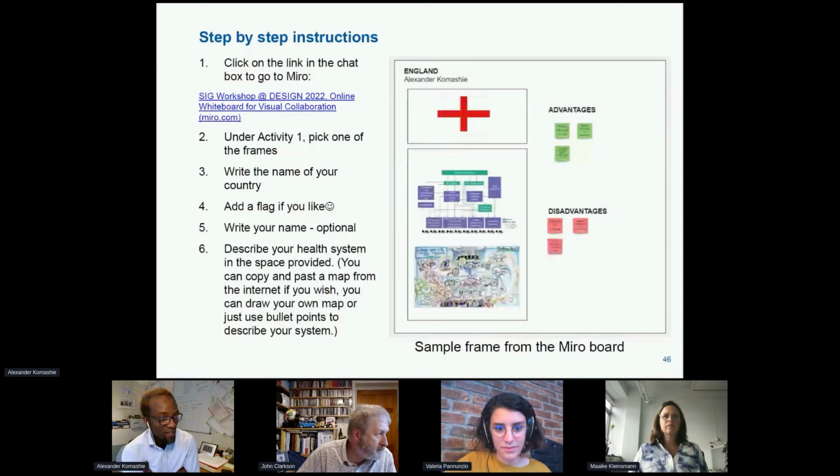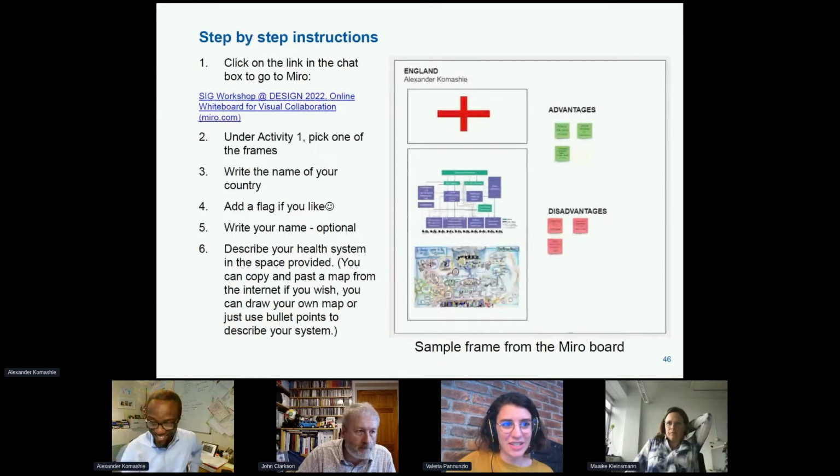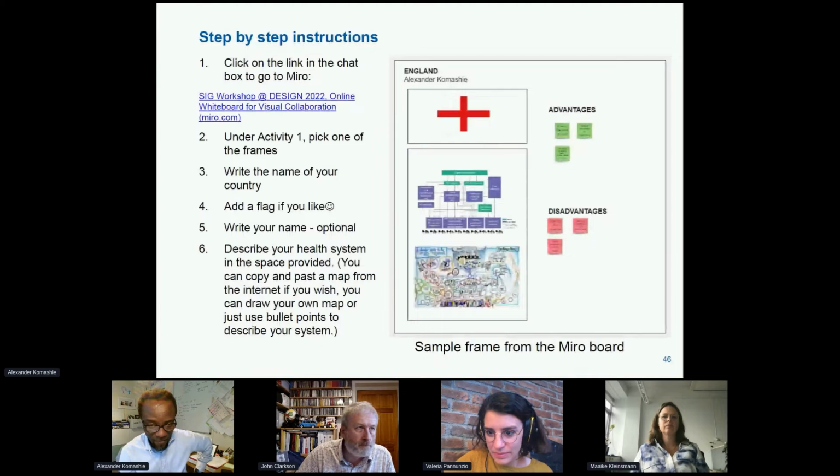I can see Sweden's Frederick started already with a flag in the frame. That's very good. So thank you. Any questions, just shout out. We've got about half an hour, so 40 past the hour.